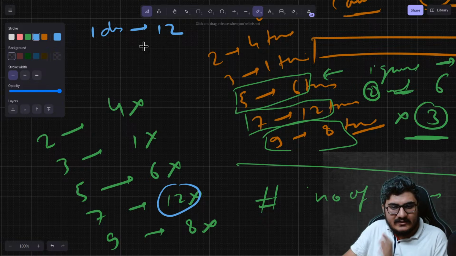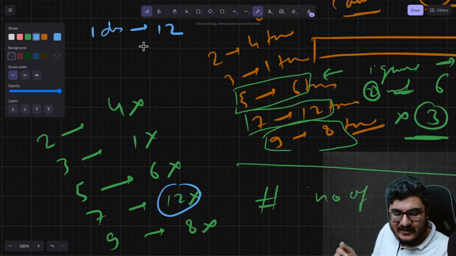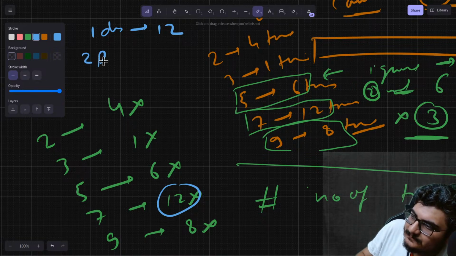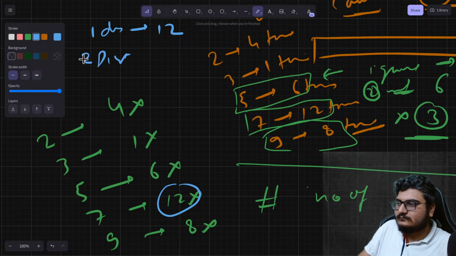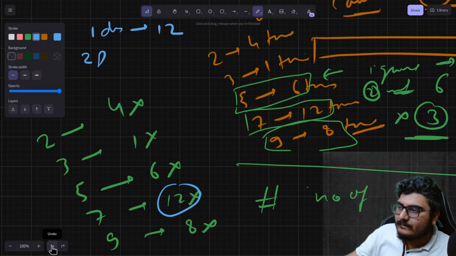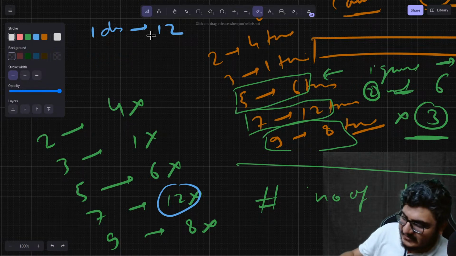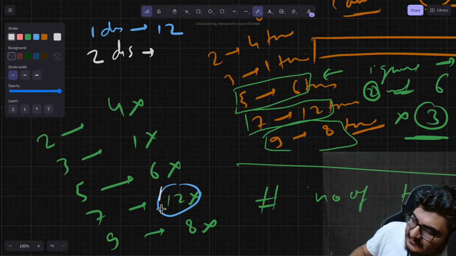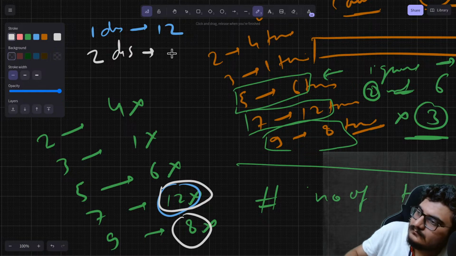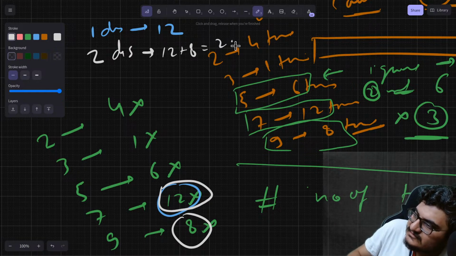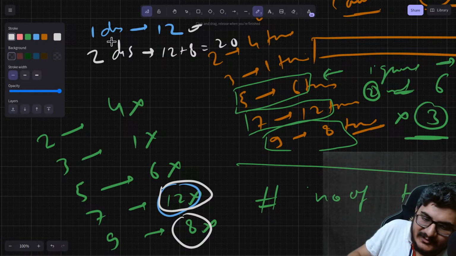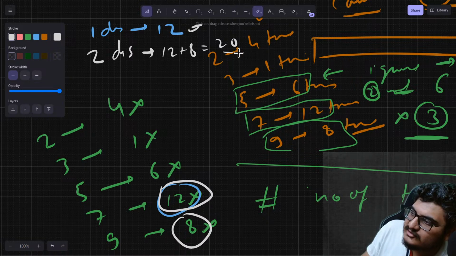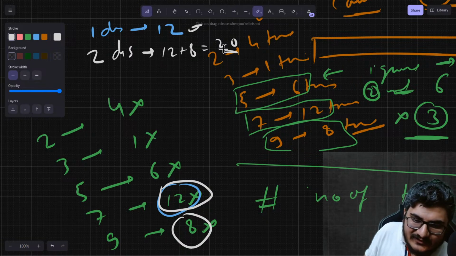Now I am iterating on the number of distinct elements I would have in a sequence. If I have 2 distinct elements, what is the maximum length of sequence I can get? That would be when I choose 12 and 8, which is 20. Choosing all 12 is fine because 12 is divisible by 1, so I say answer equals max of answer, 12. Now this 20 is also divisible by 2, so I say answer equals max of answer, 20.